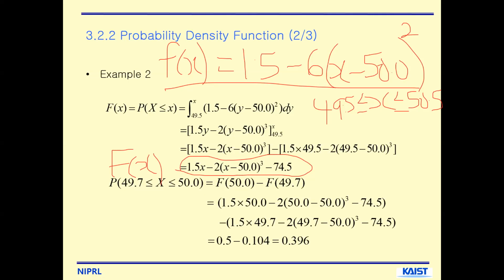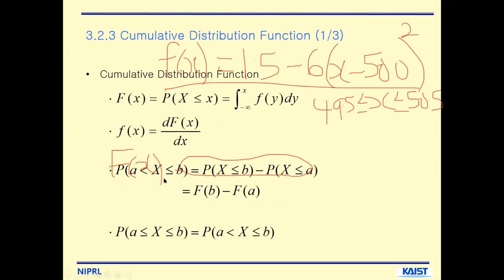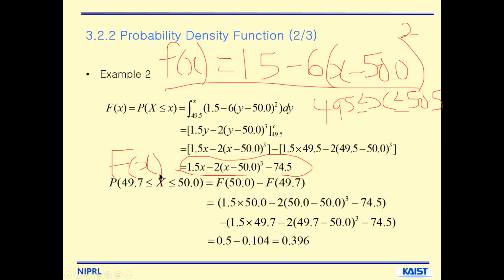Do you know that from here, I can actually compute this? I'm going to show you right now. If you are asked to find the probability of x lying between 49.7 and 50, I can make use of this. Remember, the probability of x lying between A and B is big F of B minus big F of A. So I'm going to interpret this as the CDF at 50 minus the CDF at 49.7. Can you see that now?